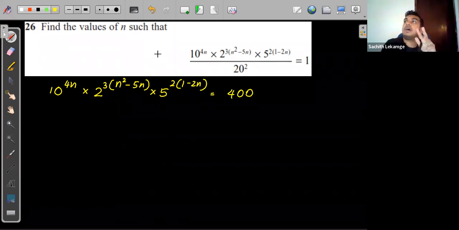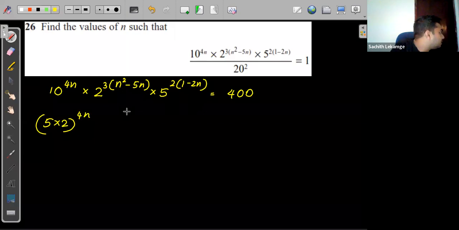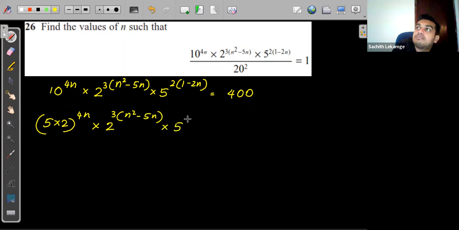Okay, this is my plan, right? I think 2 and 5 are prime numbers, but 10 is not a prime number. I'm trying to break this also into powers of 2 and 5. I don't know, maybe it will work. We'll see. 10, I'm writing it as 5 into 2 to the power 4. We can write it that way. No problem, because it's 10, right? Then 2 to the power 3 times n squared minus 5n into 5 to the power 2 times 1 minus 2n is equal to 400. Also, I'm trying to write with powers of 2 and 5. It might work. We'll see.